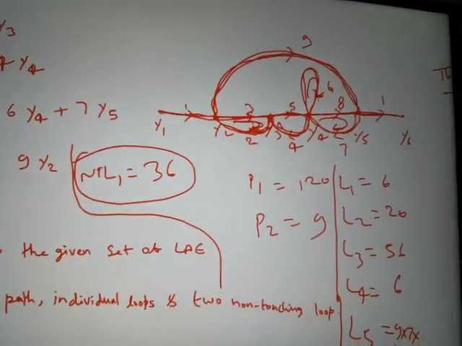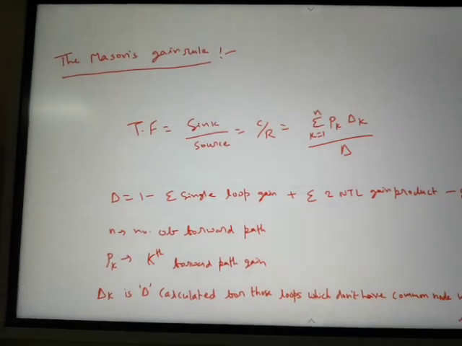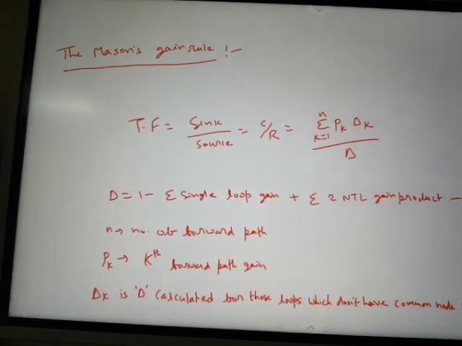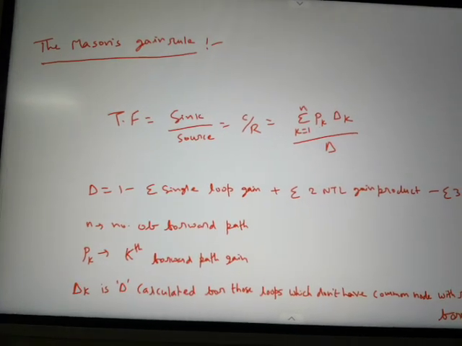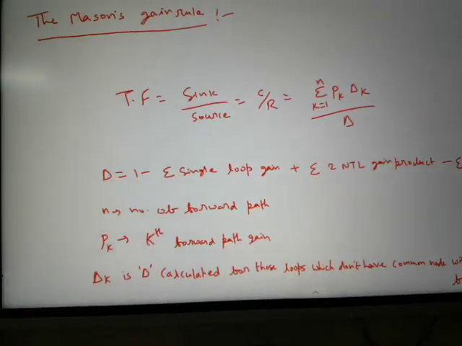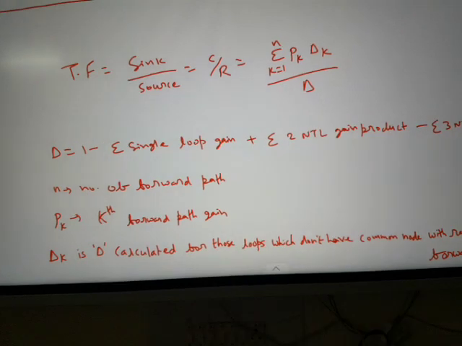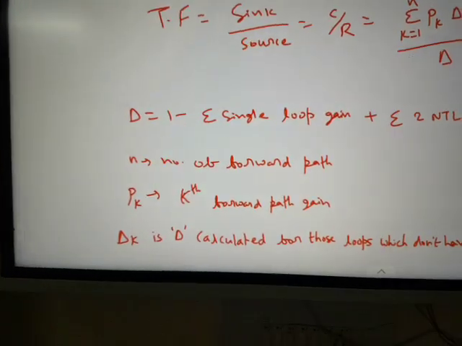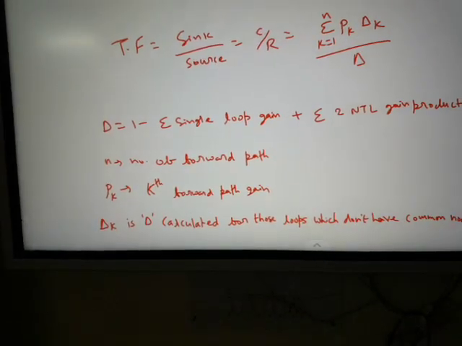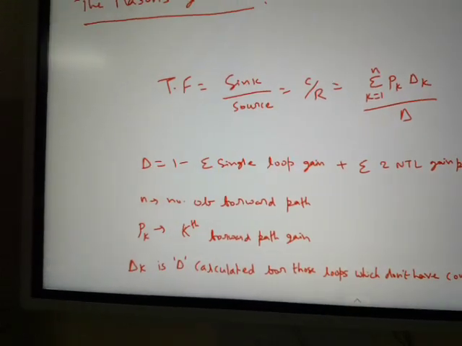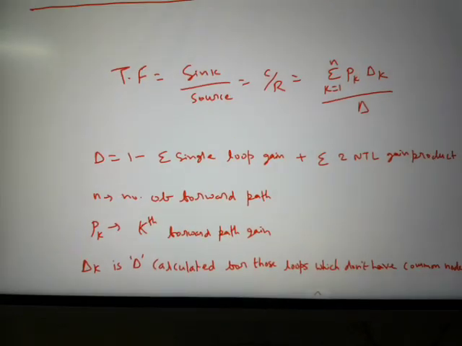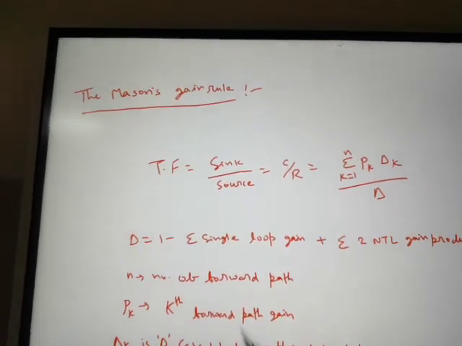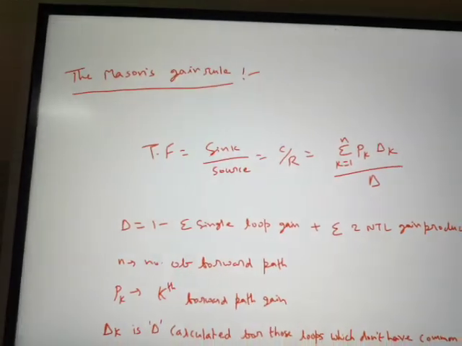Okay, now till now we understood how we construct the SFG from a set of linear algebraic equations, and for these algebraic equations, how we find out the forward path gain, individual loops, and two non-touching loop gains. But at the start I told you that the SFG tells the transfer function of the system, the overall transfer function of the system. Now how do we find out the overall transfer function of the system? With the help of Mason's gain rule.